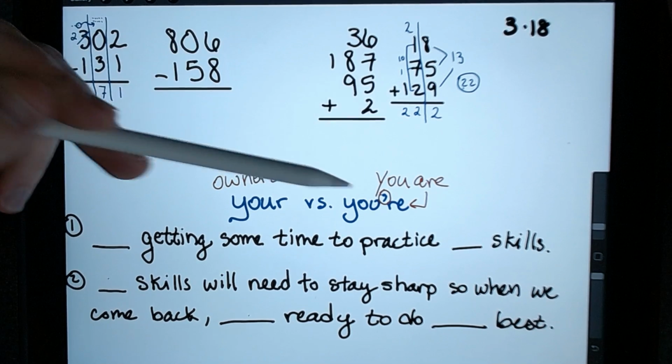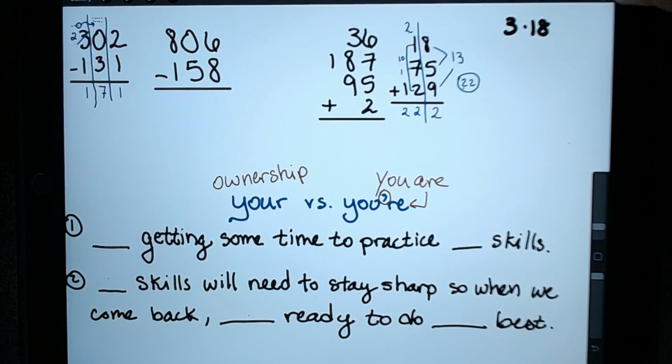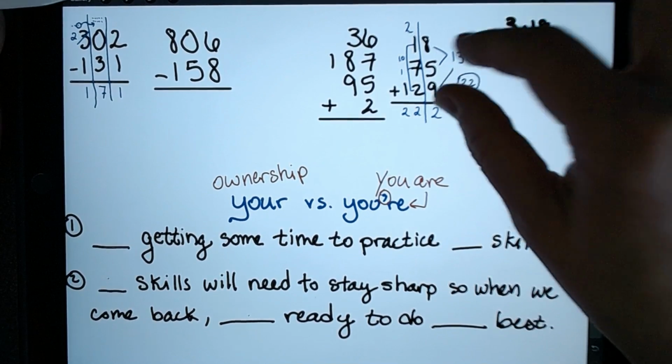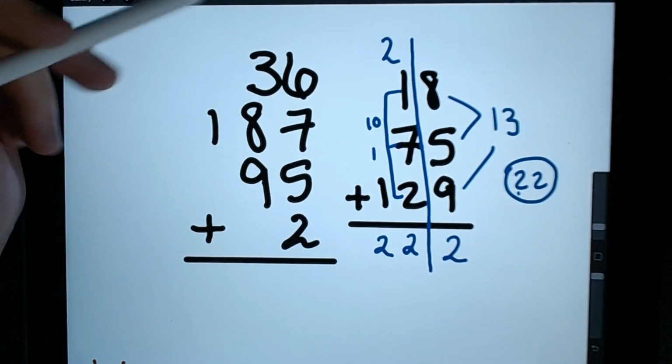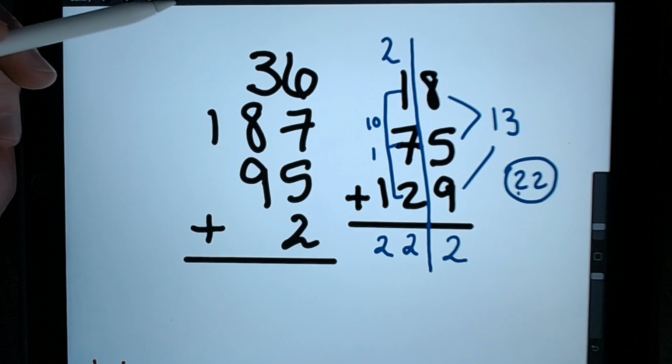What I want to do is go over the stuff from yesterday, and you can check your work and see how you did, and then we'll get into the stuff for today. So here we go right away. Let's start with our addition problem. We're going to make sure that we add up all of our ones first.